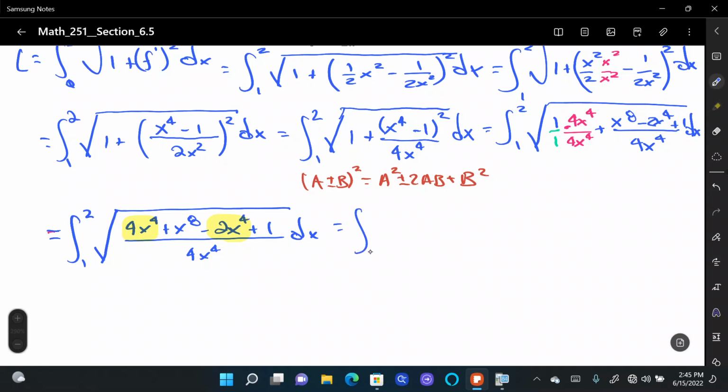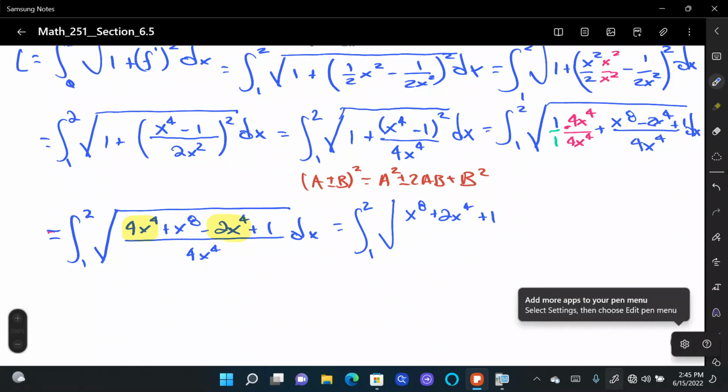That's the integral from 1 to 2, square root of, well, x, let's start with the highest power. 4 minus 2, that's a 2. Times dx.